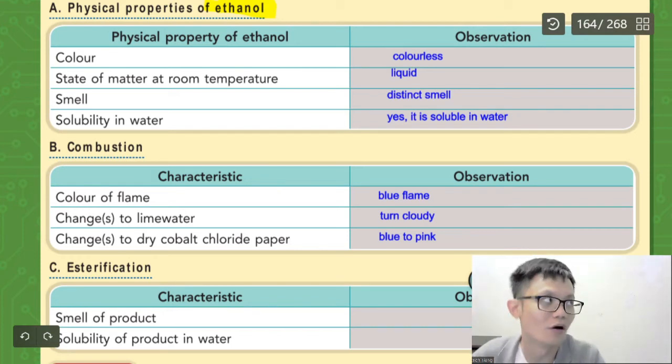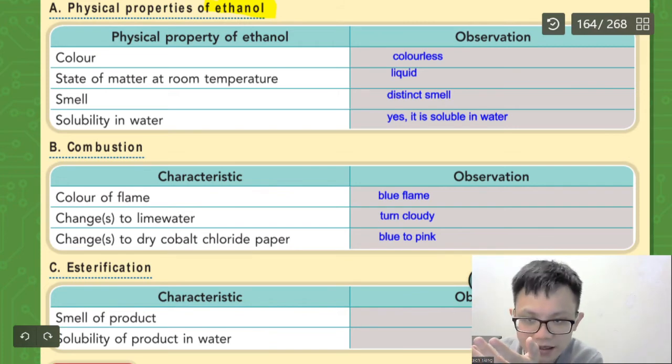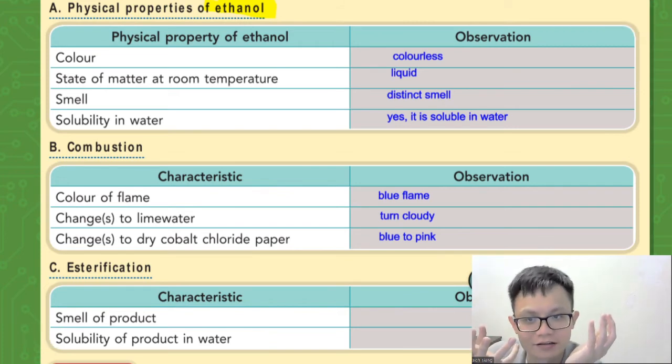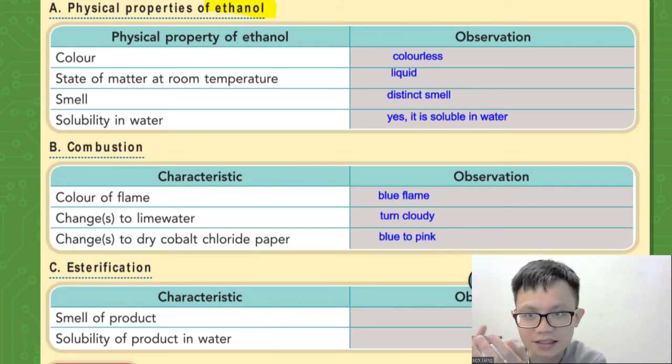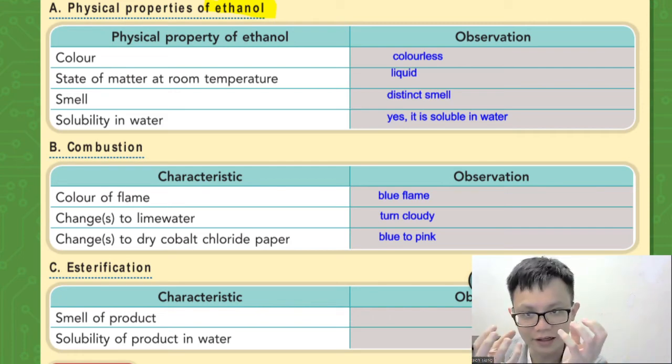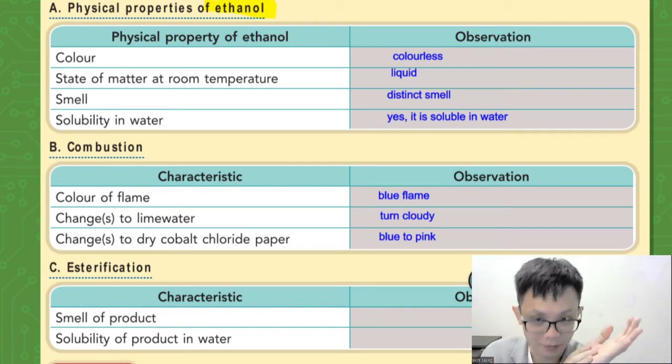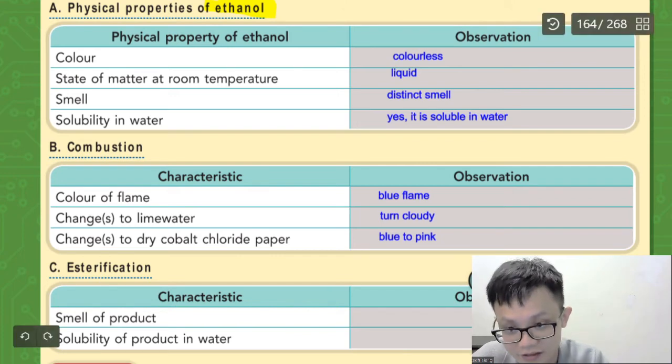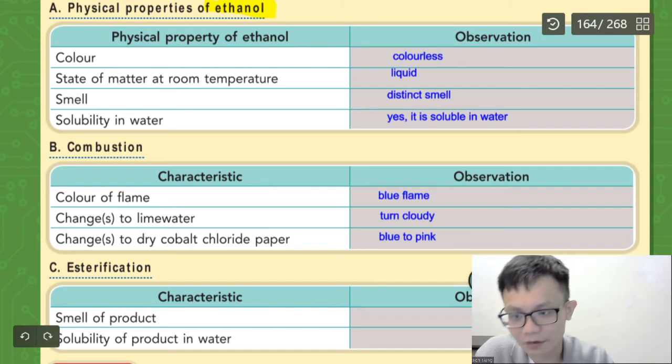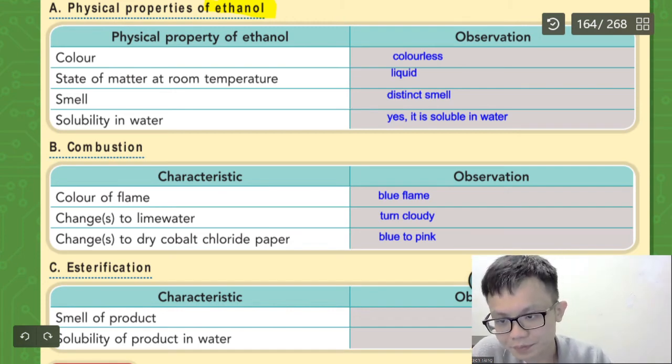This is normal. You burn something, of course it produces carbon dioxide because you use oxygen and carbon. When you burn it, you get carbon dioxide. So of course, carbon dioxide will turn the lime water cloudy or milky. And the dry cobalt chloride paper changes from blue to pink.